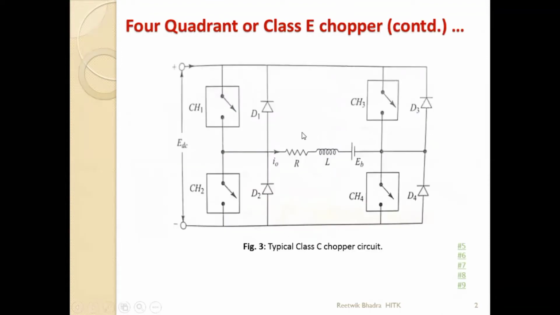So next is our main circuit. All the same things are drawn over here, and we have our motor replaced by an RL E load, so R, L, EB, and the rest remains the same. We have a DC supply, four choppers or switches, CH1 to CH4, and four diodes, D1 to D4.